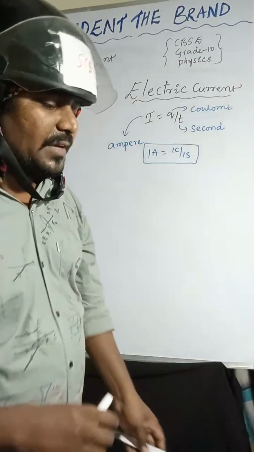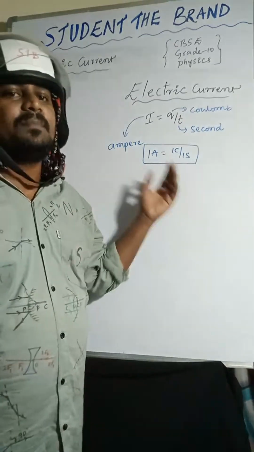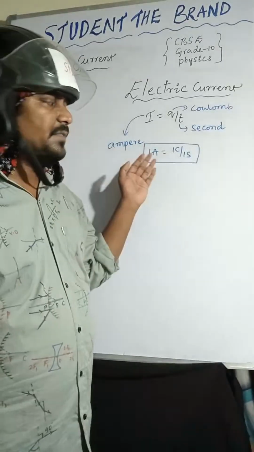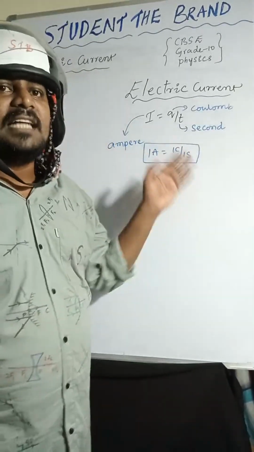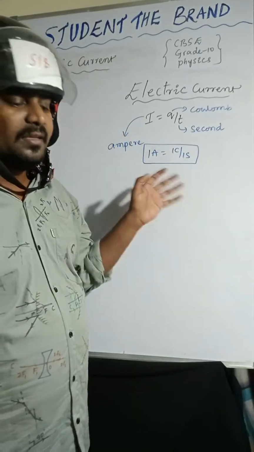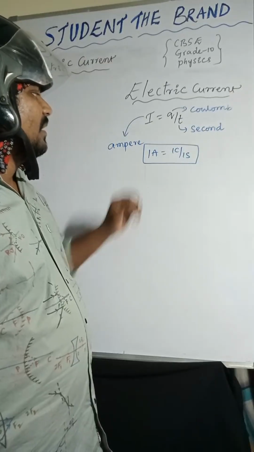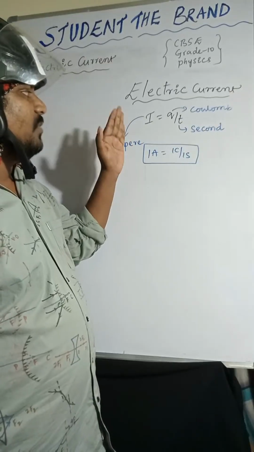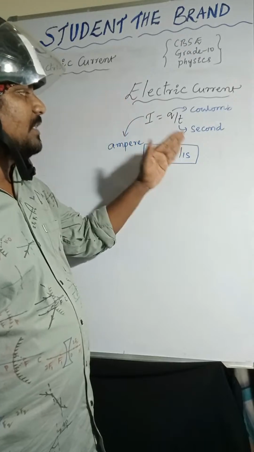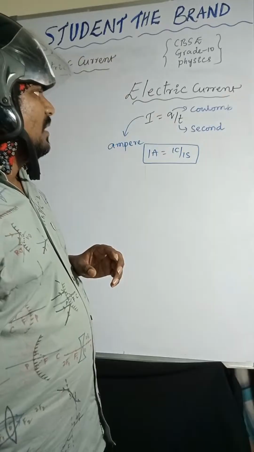So 1 ampere of current is defined as 1 coulomb of charge flowing through unit cross section area per second. That is called 1 ampere, right? So that is about electric current.